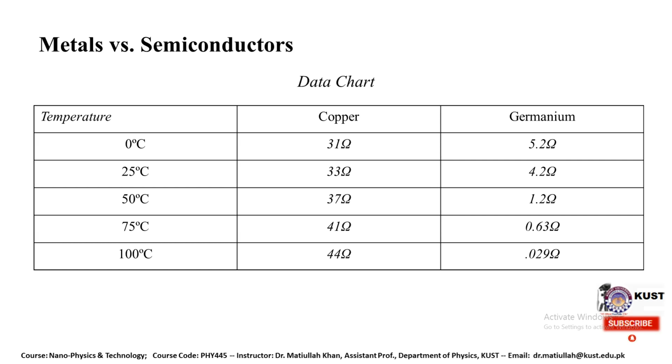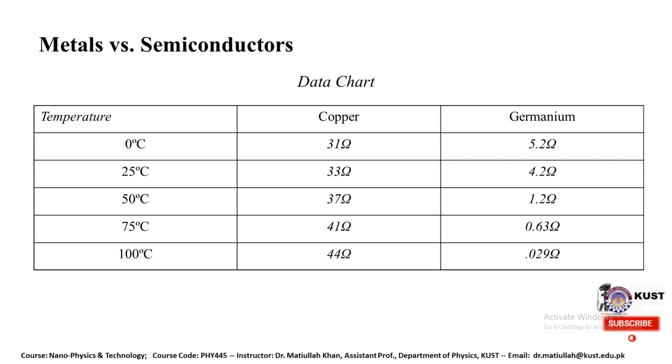it is 44 ohm for copper and 0.029 ohm for germanium. If we see from the data chart, it is clear that with increasing temperature there is a gradual increase in the resistivity of copper, while in the case of germanium the increasing temperature reduces the resistivity. So this is the typical behavior.